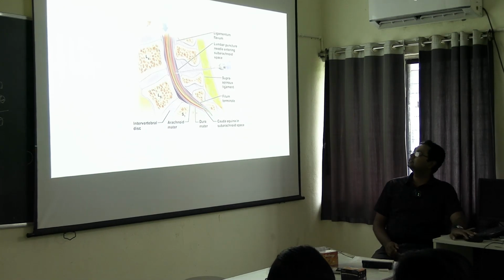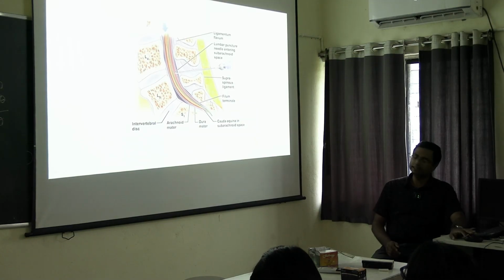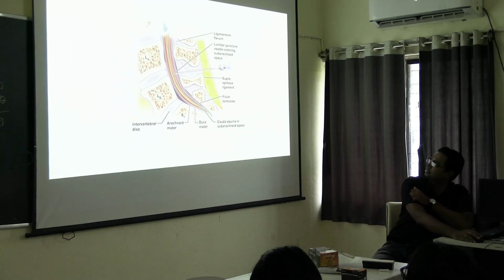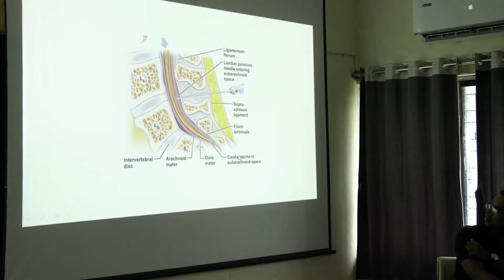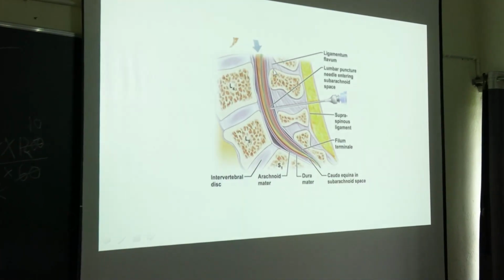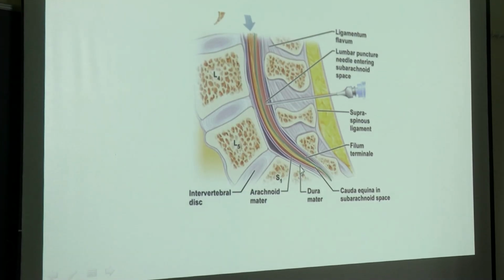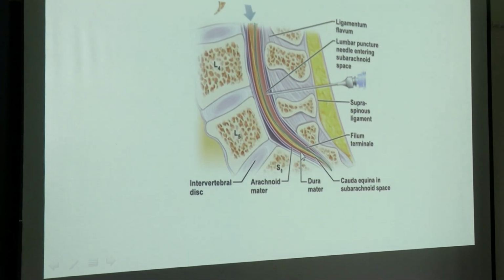So first you are seeing this is the skin, this is the subcutaneous fat, and this is the supraspinous ligament. This is the supraspinous ligament, the one going long like this. This is the ligamentum flavum, and this is the dura mater outside, and this is the arachnoid mater.